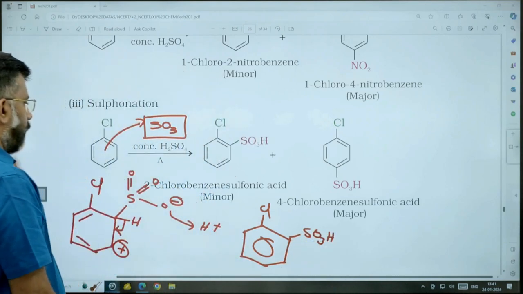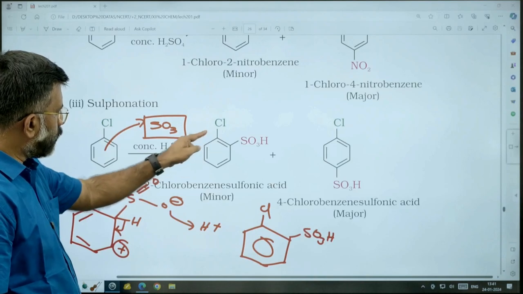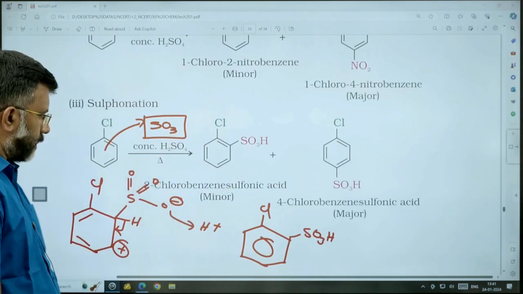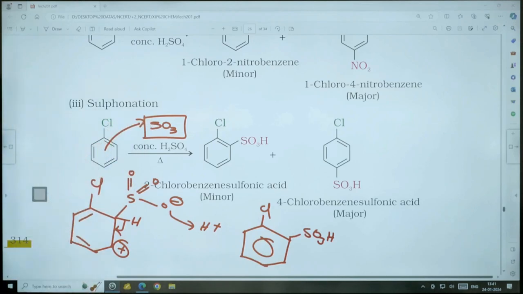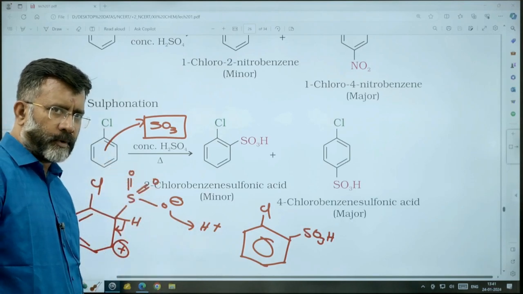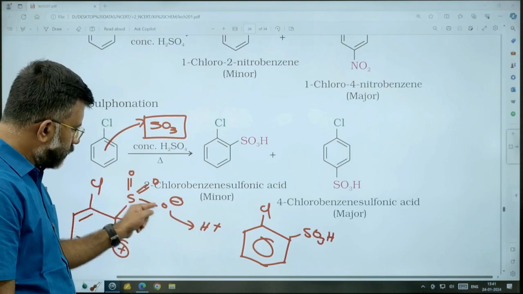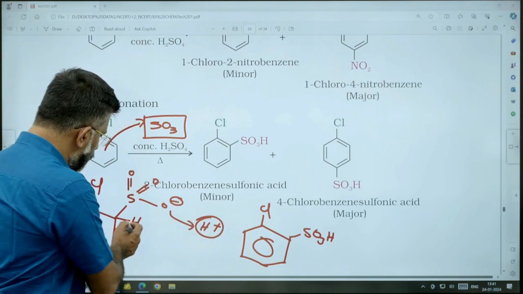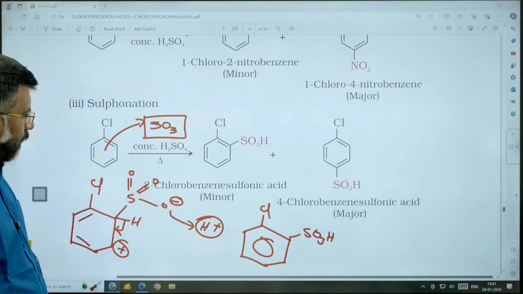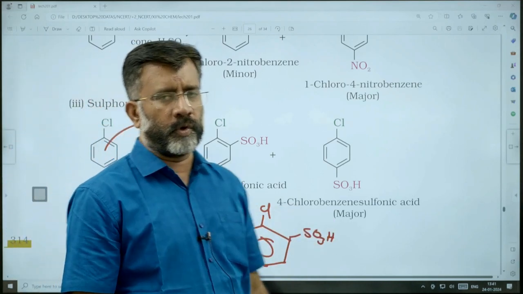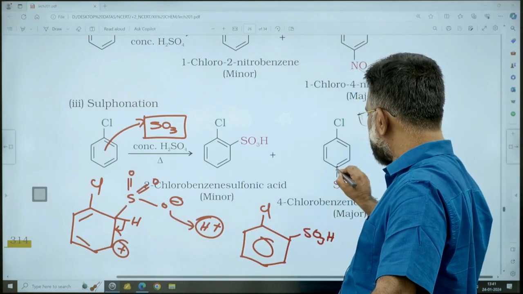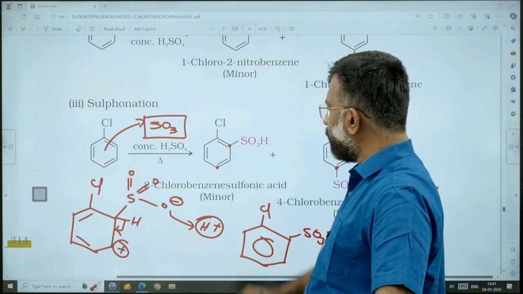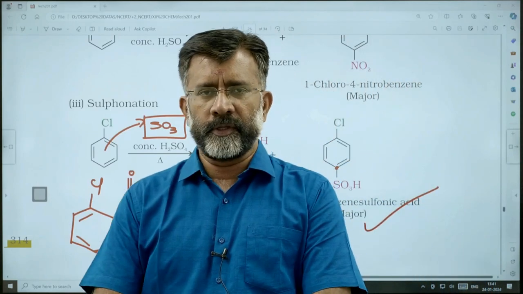You get 2-chlorobenzene sulfonic acid. I have explained what is happening at the ortho position. This is SO3 added to the benzene ring. You get an arenium cation intermediate. The last step will be deprotonation, and O minus will capture H plus from the solution, or you can say H plus comes over here. And finally you get SO3H, 2-chlorobenzene sulfonic acid. Similarly at the para position, this will be the major product. The ortho and para positions will be occupied by the new incoming group.